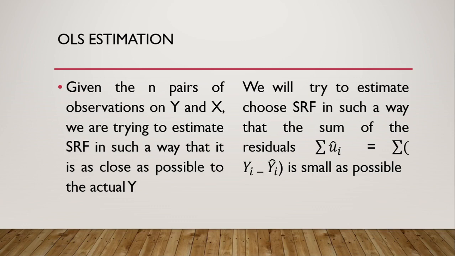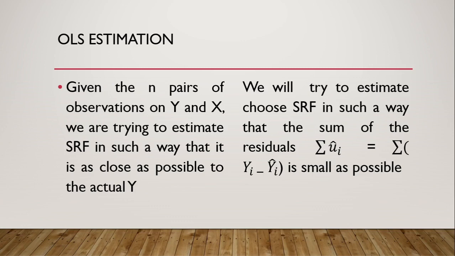In the case of OLS estimation, given n pairs of observations of X and Y, we are trying to estimate the sample regression function in such a way that it is as close as possible to the actual Y. So we are always trying to estimate Y values in such a way that the estimated Y values are as close as possible to the actual Y values. So we will choose the sample regression function in such a way that the sum of the residuals is as small as possible.